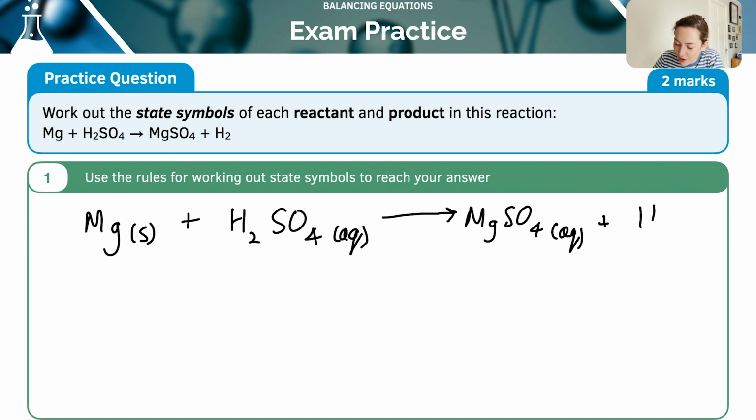And then hydrogen. Now hydrogen, we know it's a gas, the squeaky pop test. So it's a gas, you'll see effervescence or bubbling. So there we go, state symbols of each reactant and product.